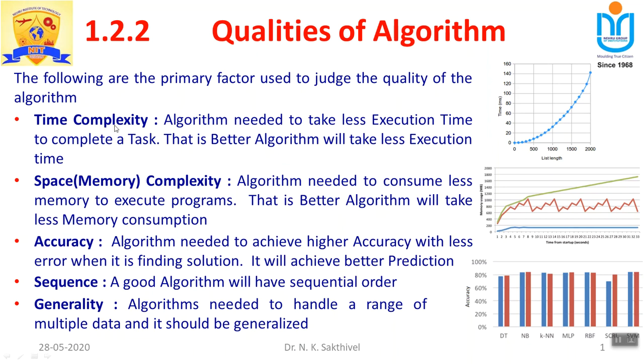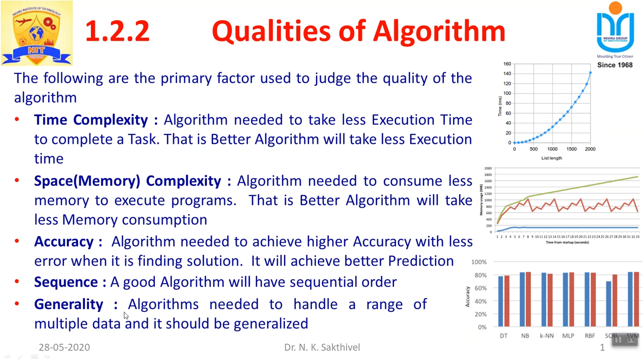The next one is memory complexity. When executing, the algorithm should not consume more memory. See this diagram, you can understand. The program is executed and started. Then, as time goes on, the memory usage also goes up. According to this diagram, three algorithms were compared: one in green, another in orange or purple, and the third in blue.